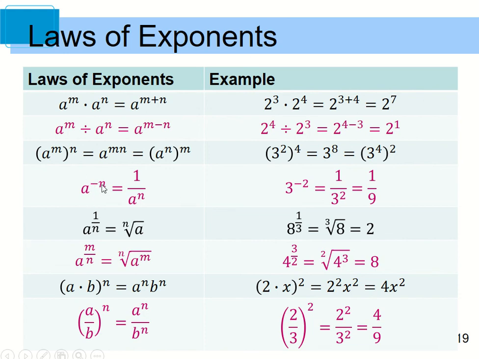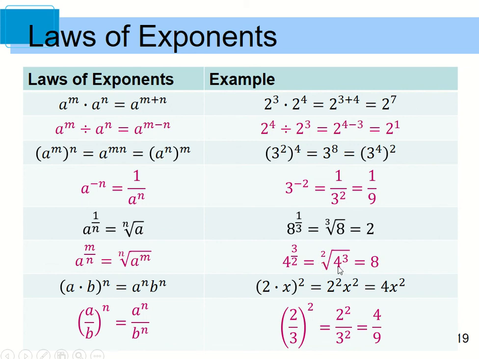The negative exponent says that it is actually a fraction, 1 over a to the power of n. So if we have 3 to the power of negative 2, it's actually 1 over 3 to the power of 2, which is 1 over 9. And if the exponent is a fraction, the denominator represents the root. So if it's something like this, it shows that it's a root 3, so we get 2. The n is the root, and the m is the power. So if we have 4 to the power of 3 over 2, it's actually 4 to the root of 2, to the power of 3.